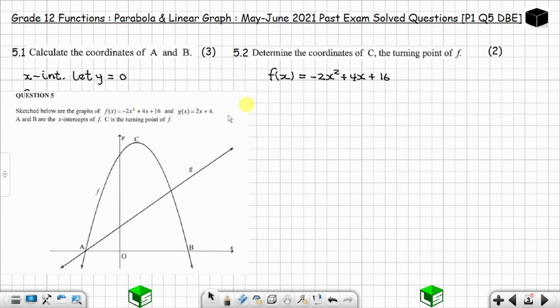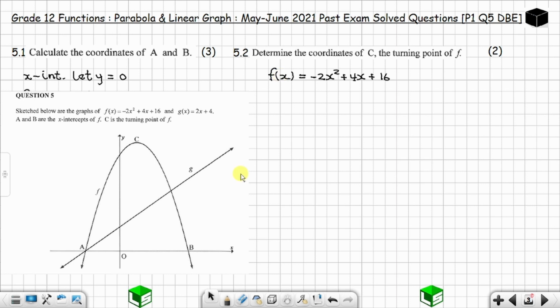The coordinate of C, and C is the turning point of f. You can see C is the turning point of f. Okay, one way to find the coordinate of the turning point is to use differentiation. You take the derivative of f of x, and then you are going to get the x coordinate. When you get the x coordinate, you plug it into f of x, and then you are going to get the y coordinate.